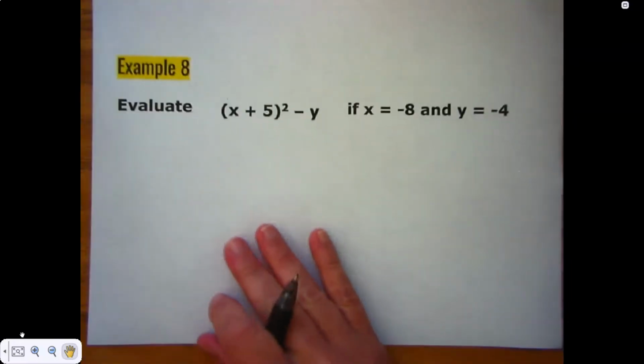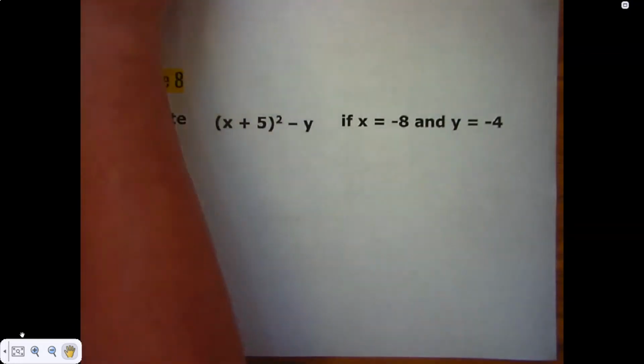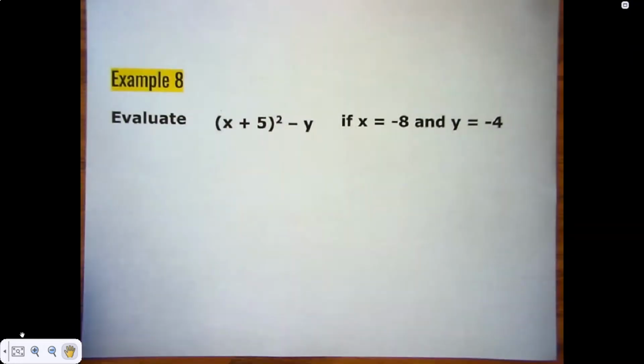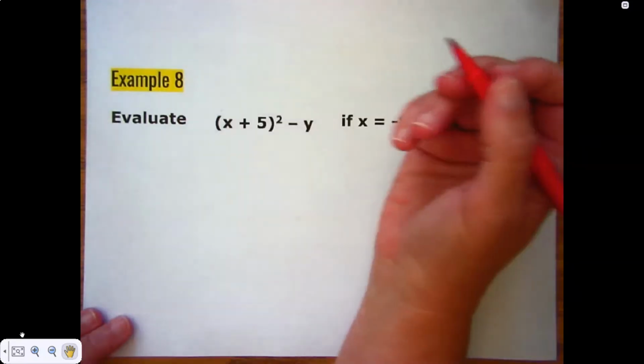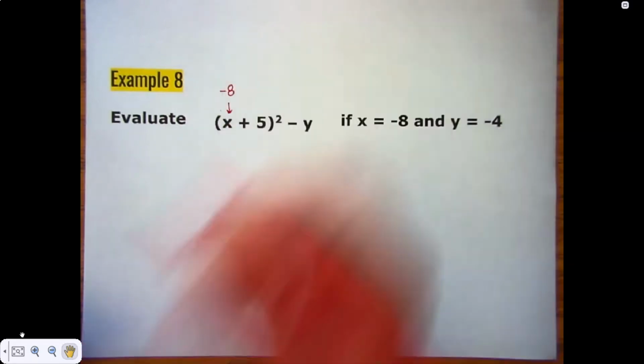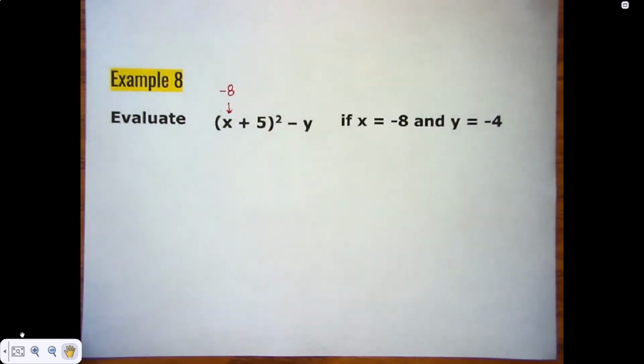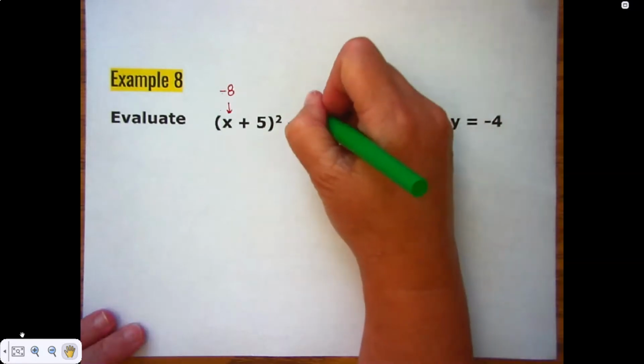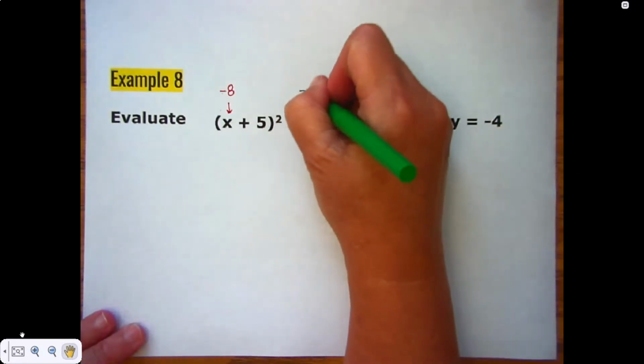Okay, let's do one last one. x plus 5 squared minus y. All right, I am going to sub -8 where this x is. Then I am going to sub a -4 where this y is.